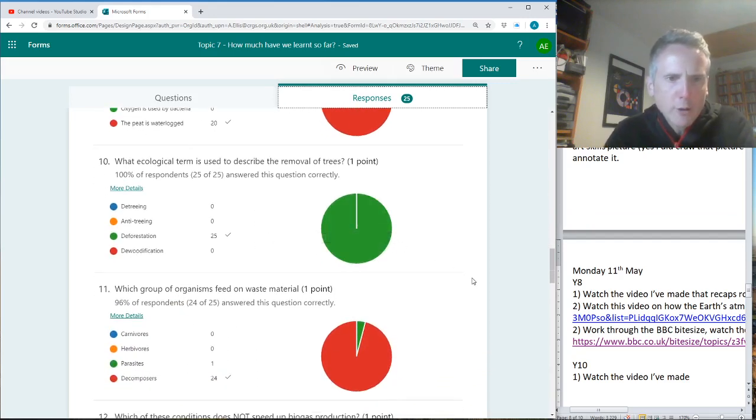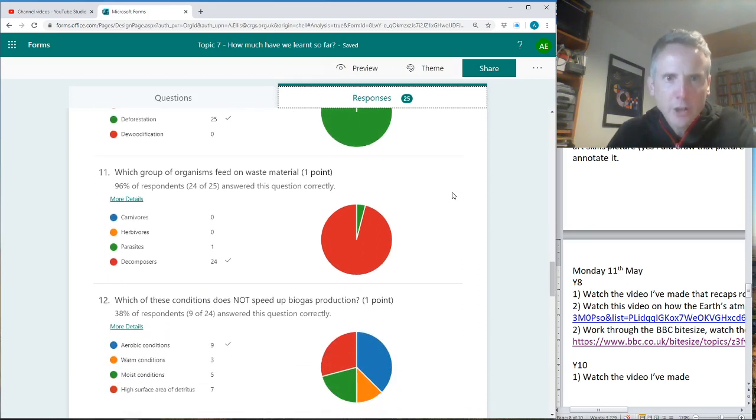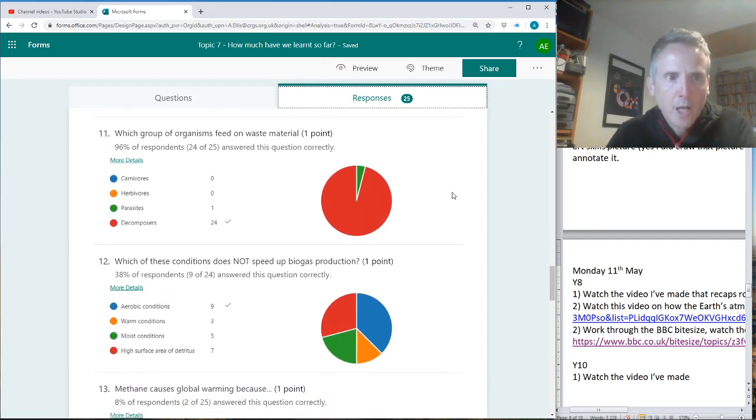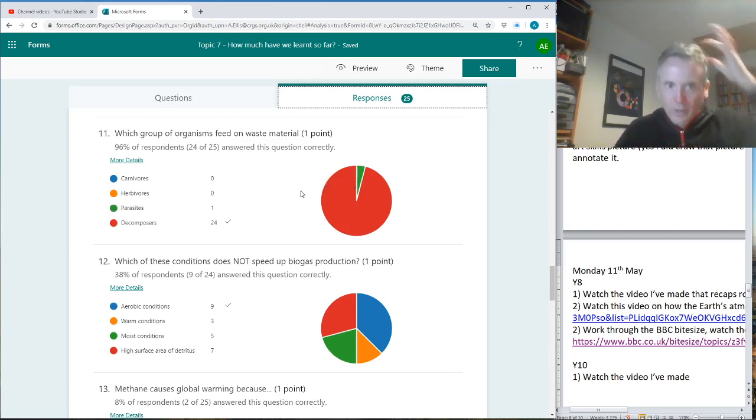Number 10, what ecological term is used to describe the removal of trees? Everyone got that. Deforestation. Again, a word to use in your answers. It's a word in the syllabus. So as we get you more exam ready, you use those words. Which group of organisms feed on waste material? It is decomposers. Parasites feed on living things. If I had head lice, that would be parasites. They'd be sucking my blood, but I'm alive. So if it's waste, then it's decomposers.